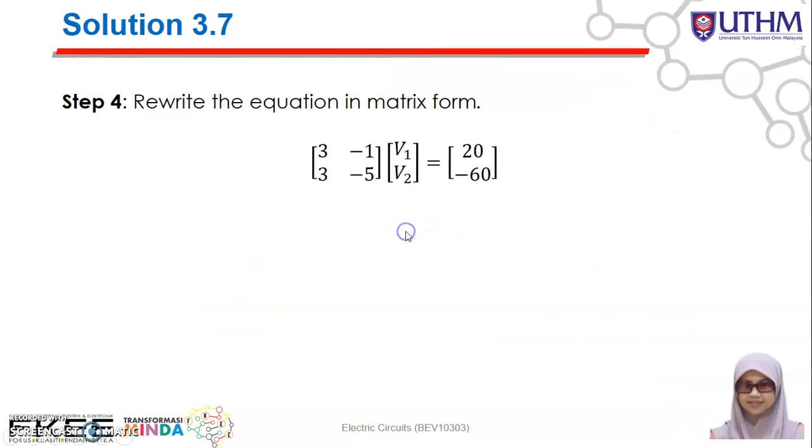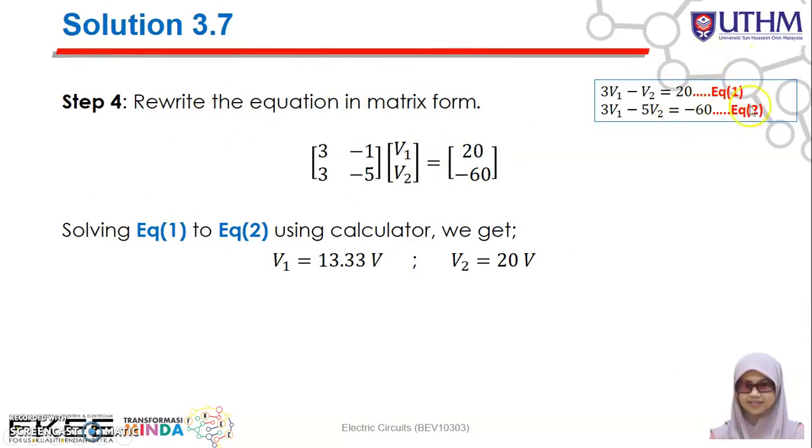Alright, and then after that, we can rewrite the equation in terms of the matrix form. So based on the previous equation, you have 3V1 minus V2 equal to 20, and then you have 3V1 minus 5V2 equal to negative 60. So that's why here you have 3, negative 1, and 3, negative 5, multiplied with V1, V2 equal to 20 and negative 60.